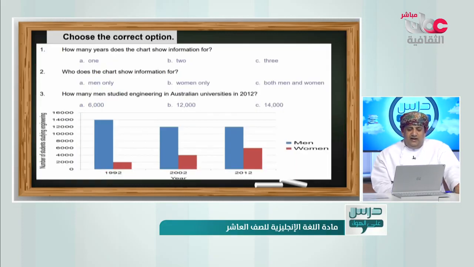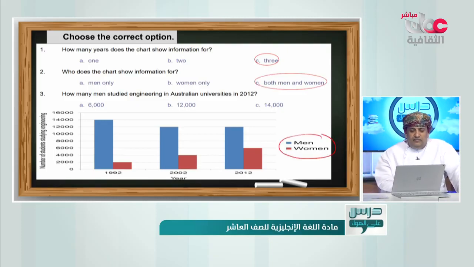So now let's answer some questions. How many years does the chart show information for? 1992, 2002, and 2012. So we have 3 years. What does the chart show information for? Men or women, or both men and women? As you can see here, we have men and women. Yes. The last question, how many men studied engineering in Australian University in 2012? He is asking about the men in 2012, and here we have 12,000.